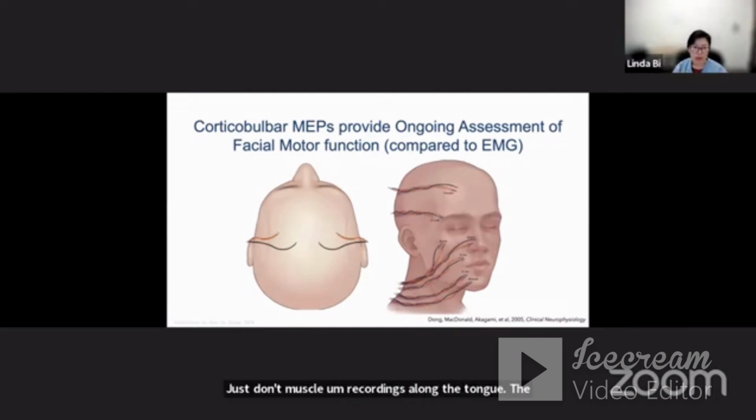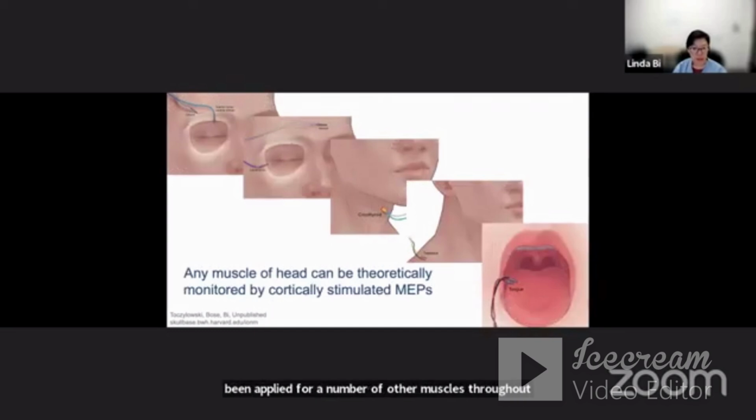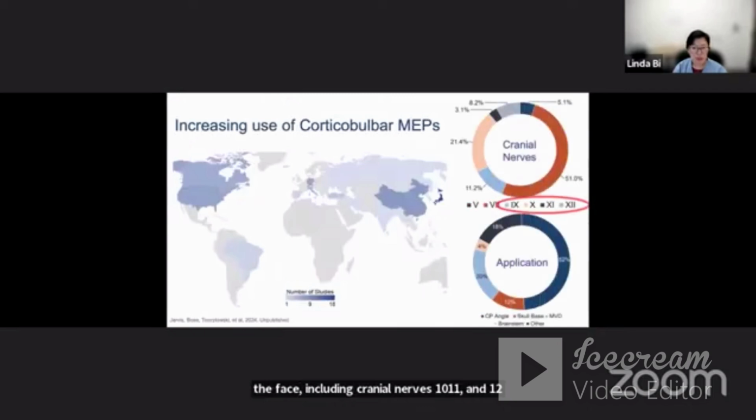Corticobulbar motor potentials are most commonly and most famously applied for the facial nerve, but increasingly have been applied for a number of other muscles throughout the face, including cranial nerves 10, 11, and 12. The experience so far worldwide has only been published in about 80 papers, less than a quarter of which focus on lower cranial nerves, so the lower cranial nerve experience is really more recent, I would say in the last 10 years or so.